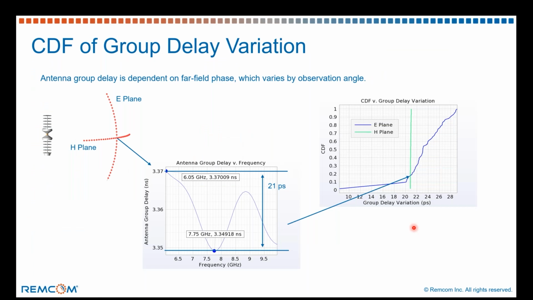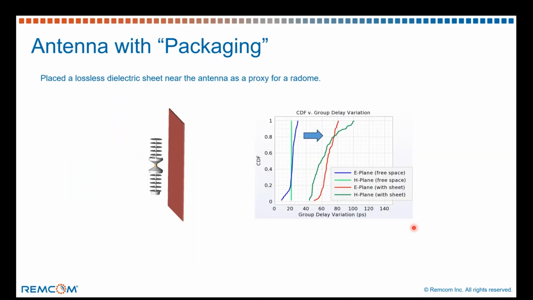Coming back to the slide deck, just a couple other examples. This one here, we're going to say, well, what if we take our antenna, instead of it being in free space, what if we put a lossless dielectric sheet near the antenna? This is going to be a proxy for a radome. We're going to expect the group delay variation to increase. And that's what we're seeing here, right?